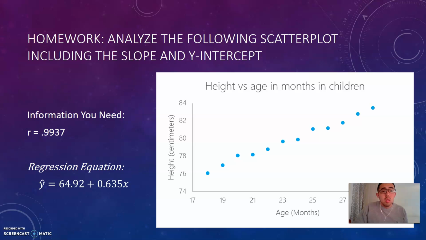Okay, so your homework: you have to analyze the following scatter plot, including the slope and the y-intercept. The information that you need is given below. Remember SDFC. Tell me what the slope means. Tell me what the y-intercept means, and make a prediction for the height of a child given a certain number of months.